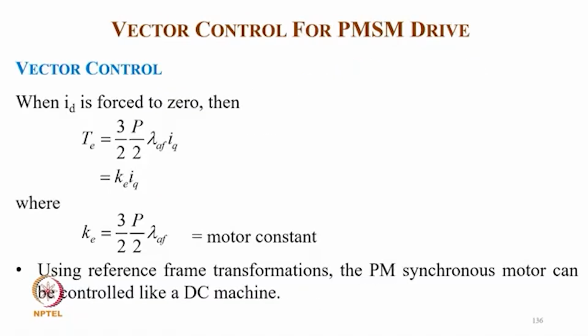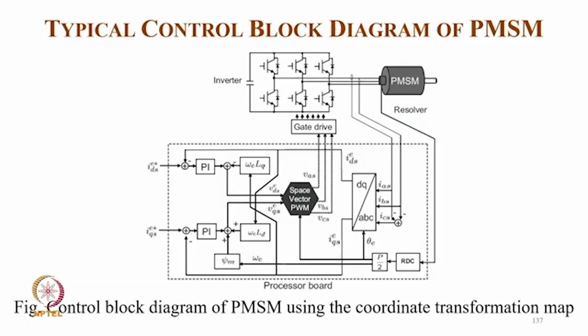Now when ID is forced to 0, then T equals 3/2 times P/2 times lambda F times IQ, and that is Ke times IQ, where K equals 3/2 times P/2 times lambda F, the motor constant. So using a reference frame transformation, the PM synchronous motor can be controlled like a DC machine, and this is typically the block diagram of vector control using coordinate transformation.